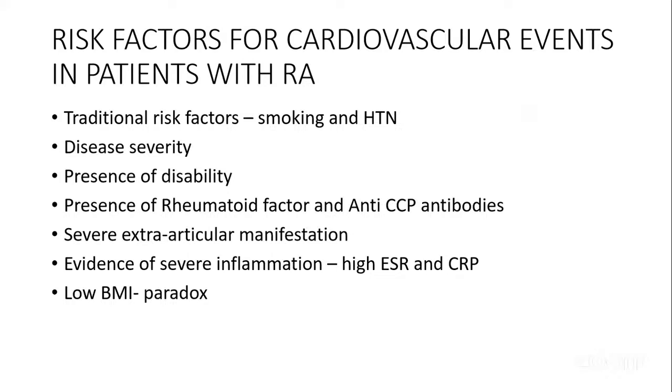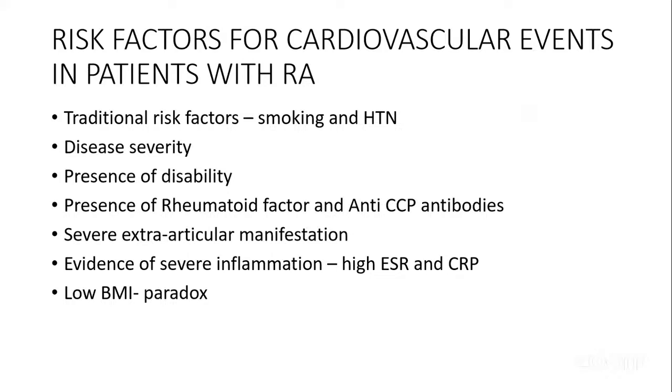And most importantly, we want to point out smoking. Smokers have increased risk of development of cardiovascular events in rheumatoid arthritis, and also hypertension. So any of these patients smoking, they have to stop smoking. They have to stop smoking. Another factor that increases cardiovascular events is the severity of the disease and presence of disability. So the more severe the disease is, the higher the chance of developing cardiovascular complication in rheumatoid arthritis.